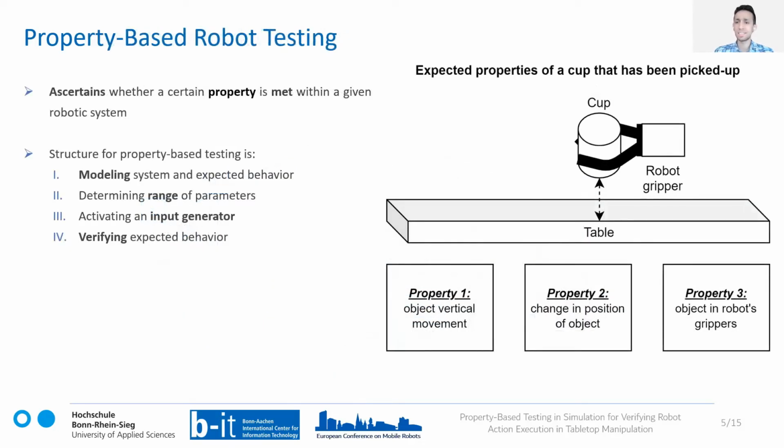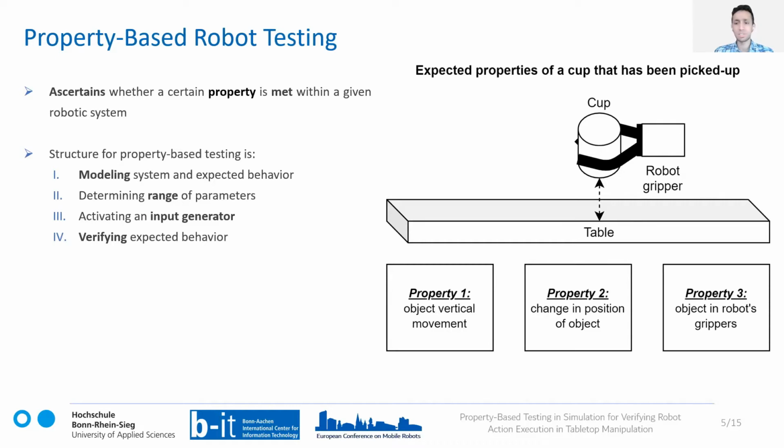Property-based robot testing is a testing framework in which we design tests around a system's properties and ascertain whether these properties are satisfied or not. This has four main requirements. First, modeling the system and its expected behavior. Second, determining the allowed range of input parameters for the tested components. Third, generating input parameters. And fourth, validating the expected behavior of the system.